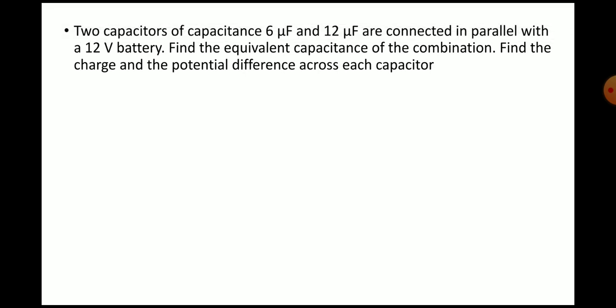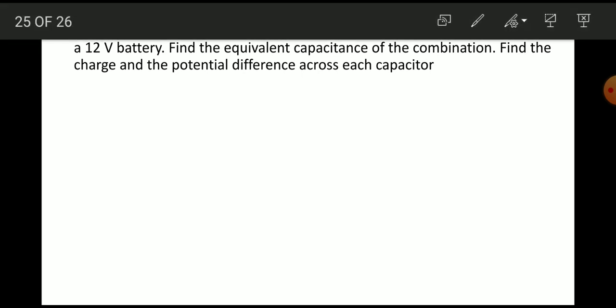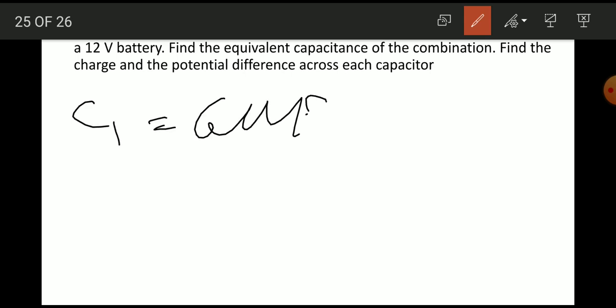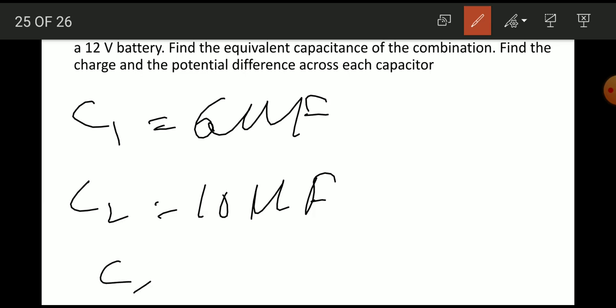Now, two capacitors of 6 microfarad and 12 microfarad are connected in parallel. Same question. Circuit is parallel. C1 is equal to 6 microfarad. C2 is equal to 10 microfarad. Find the equivalent capacitance, C equivalent. Find the charge on each capacitor.